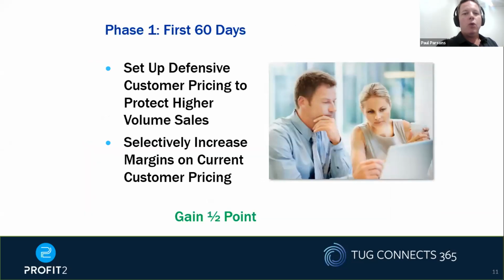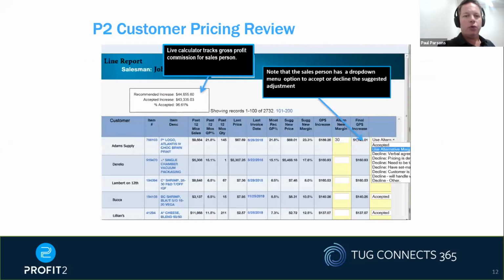Job 2 was to selectively increase margin on current customer pricing. We have a tool, and this is just a screenshot of that tool, where we're able to look at specific item combinations. Branch managers, outside sales reps, and counter persons are able to look at their trading area, look at their individual customers on items within select ranges, and make decisions.